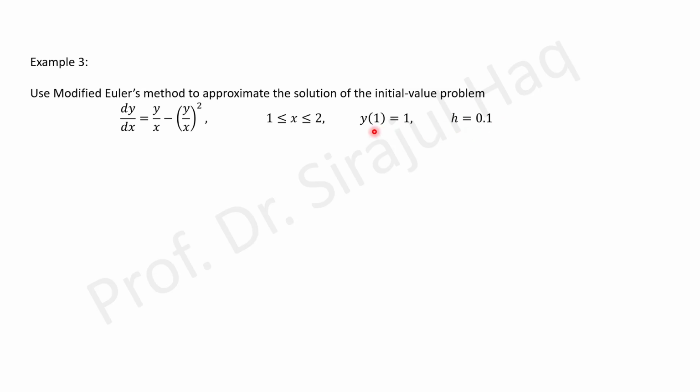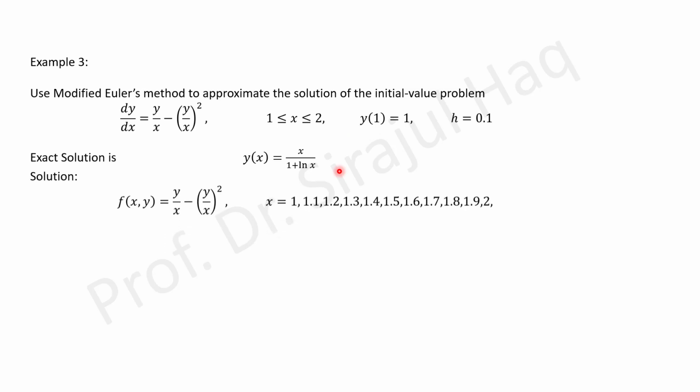The value of W naught is the same as in the previous example. This is the previous example, but I changed the step size. The exact solution is the one I showed you right now. This is your function, but remember the step size is 0.1.